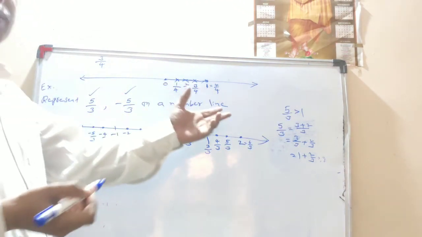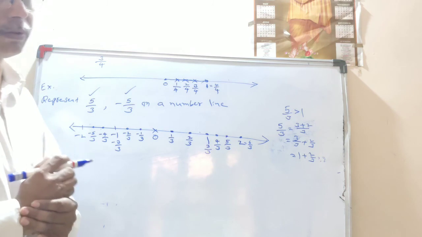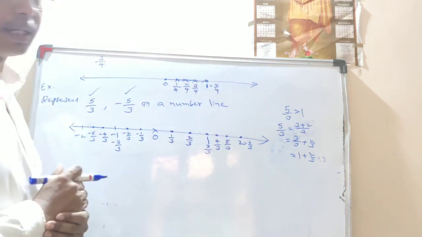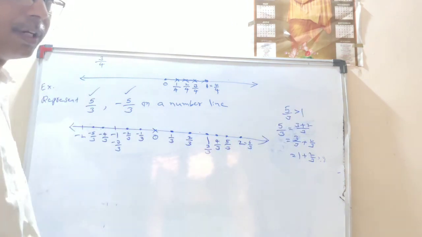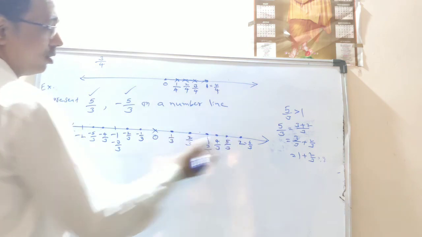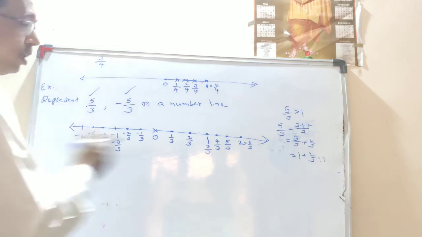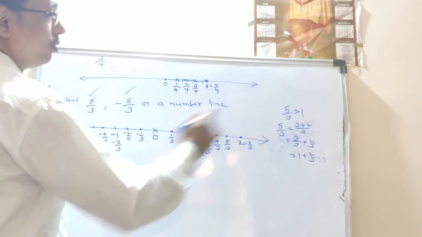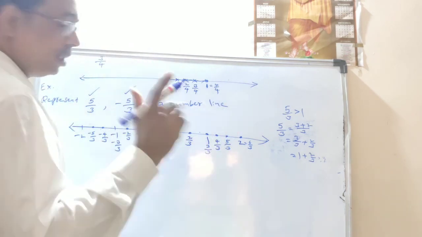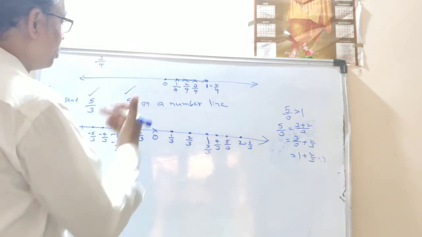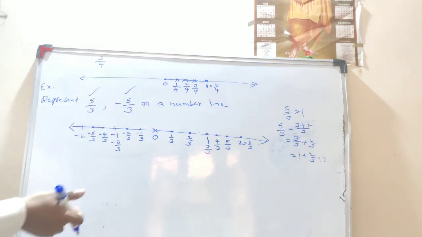Improper fraction means if the numerator value is greater than the denominator, then we say it is an improper fraction. We know that all improper fractions are greater than 1. So that's why 5/3 is represented after 1 unit. That's why I am taking 2 units on the right side of 0 and 2 units on the left side of 0, with each unit divided into 3 equal parts. In that way we can represent 5/3 and minus 5/3 on a number line. Let us see more sums next.